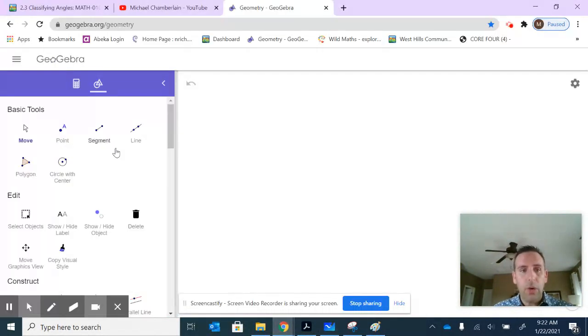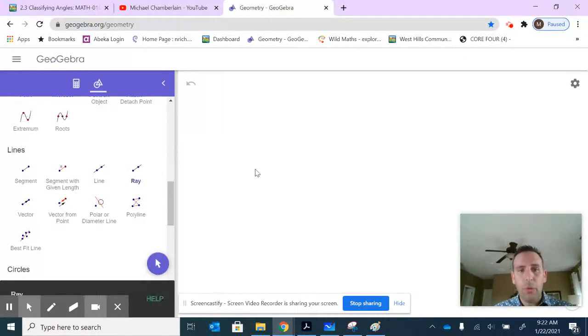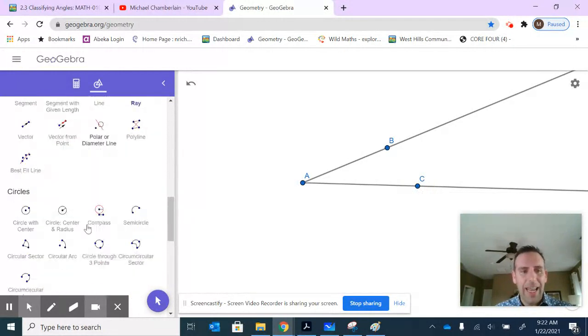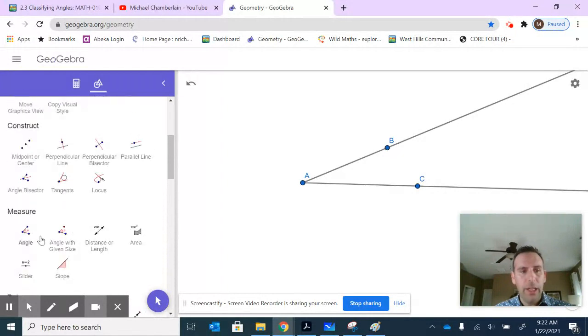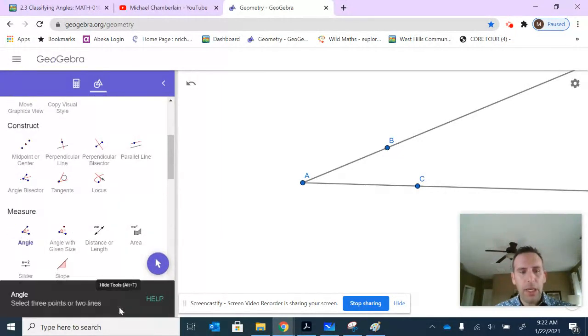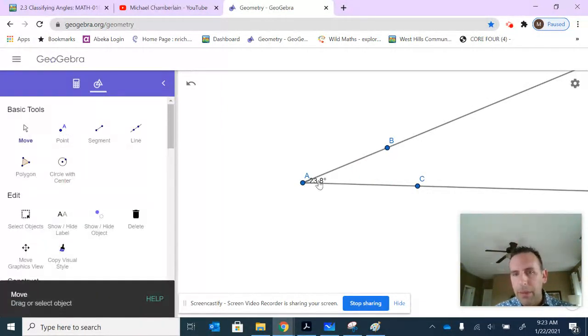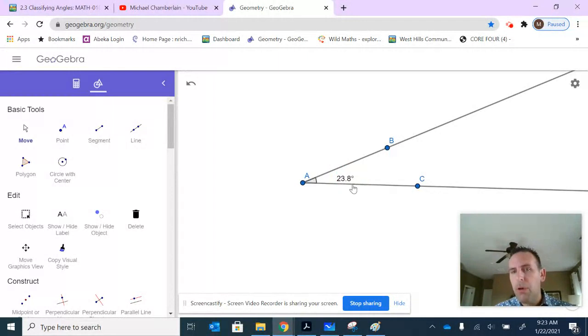All right, so going back to my construction tool, the ray, if I were to construct two rays with the same vertex, A, remember we have a measuring tool under angle. To measure this, you can either select three points or two lines. So if I select this bottom leg or side and this top side, it's telling me that my interior angle there is 23.8 degrees. That would be an acute angle.